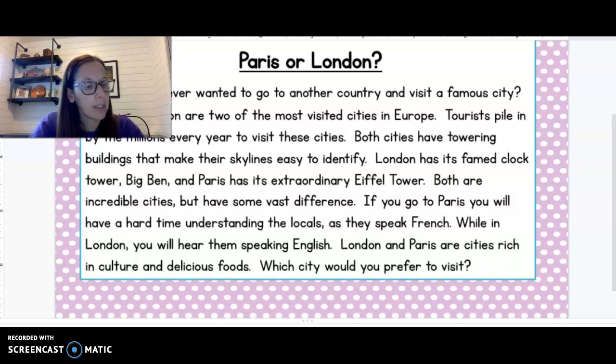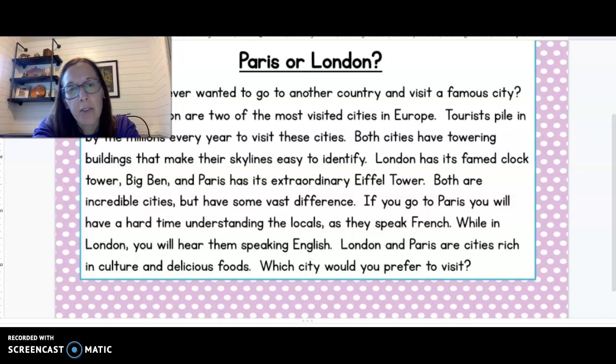All right, let's start with what they have in common. So it talks about how they're both famous cities. It talks about how they both have towering buildings and easy skylines to identify. It talks about how they are incredible, or they have incredible cities. It talks about how they have delicious food and they're rich in culture. So that would be comparing them.